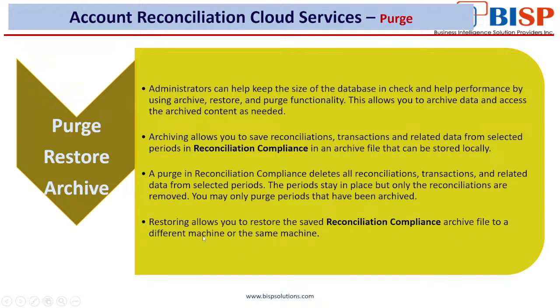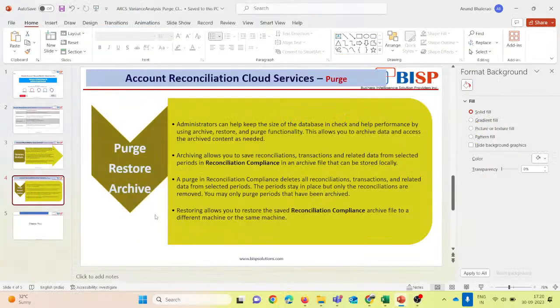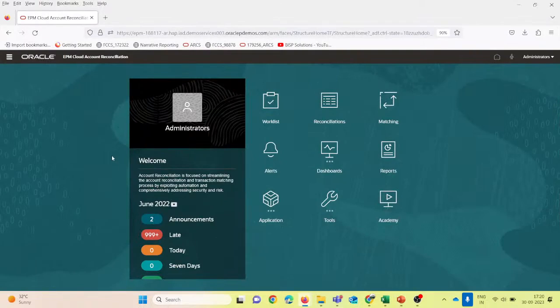And similarly, the restoring basically restores the archive data which we have kept in our local file, and the purging deletes all the data. So we will just go through the application first, and we'll perform the variance analysis method first.